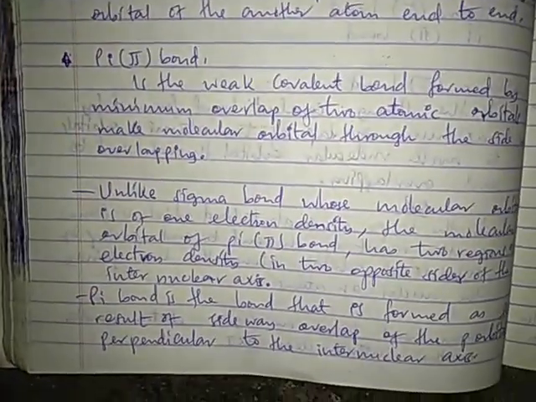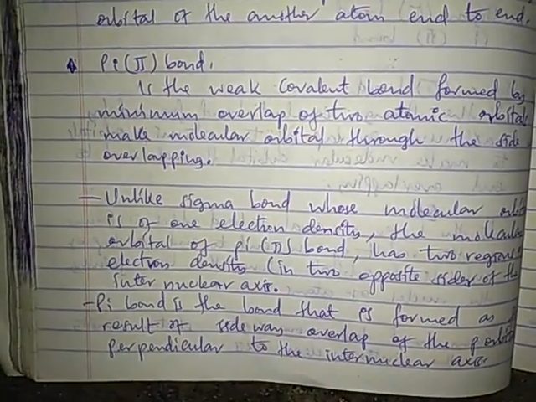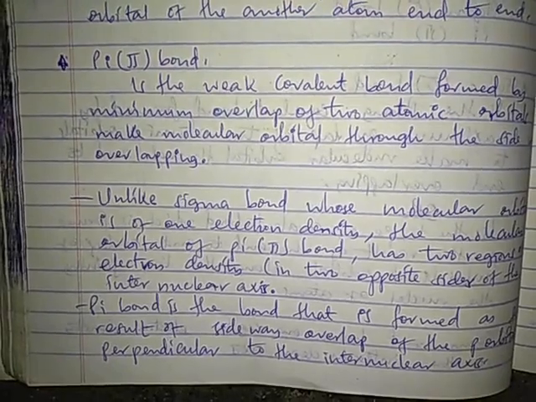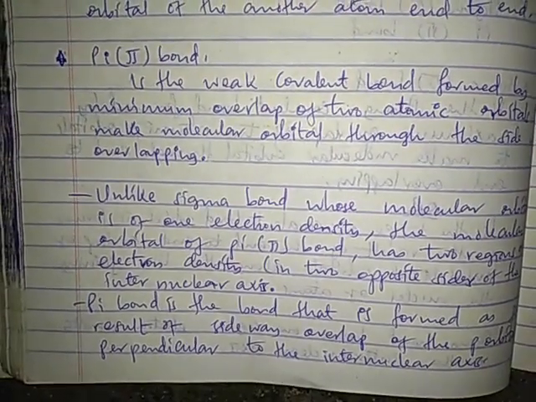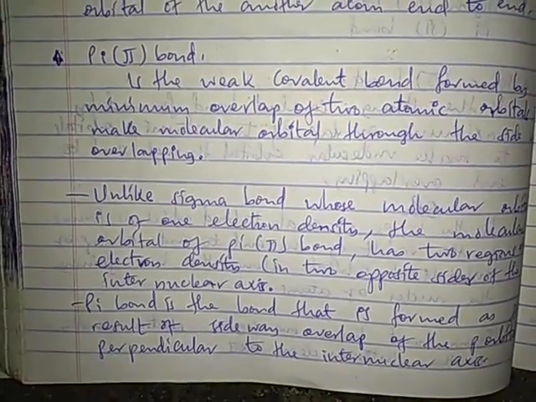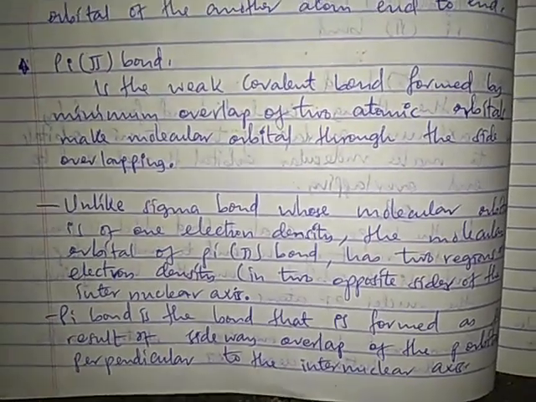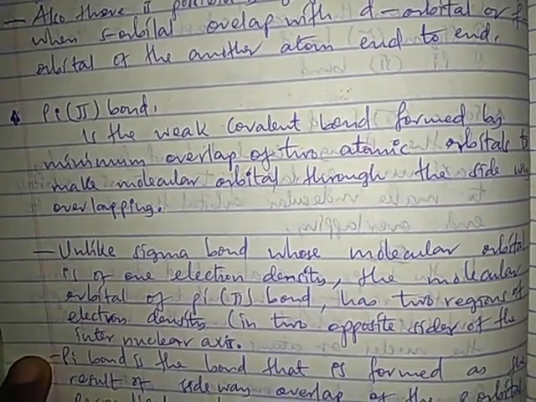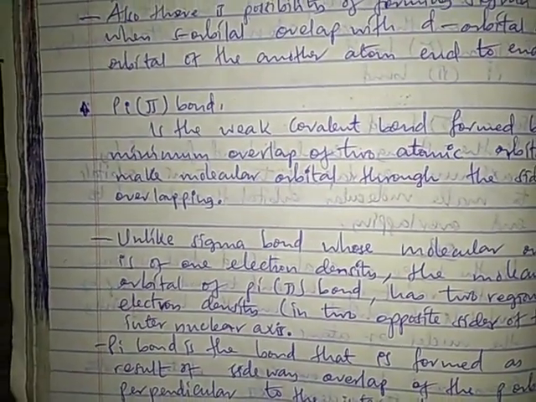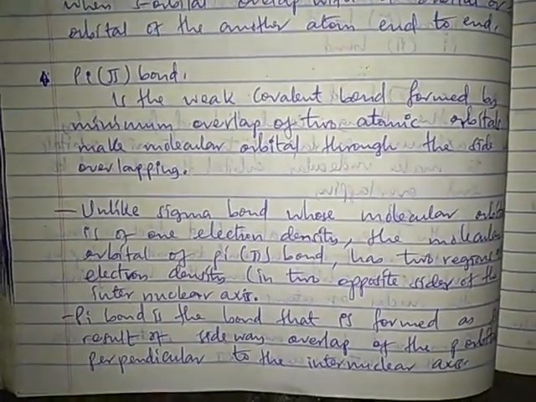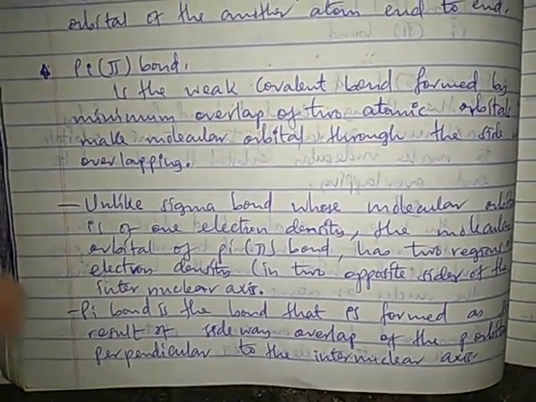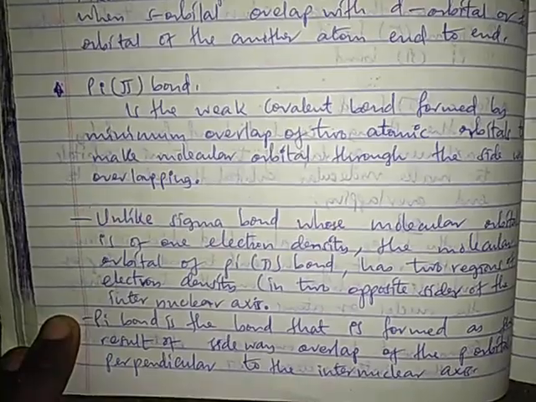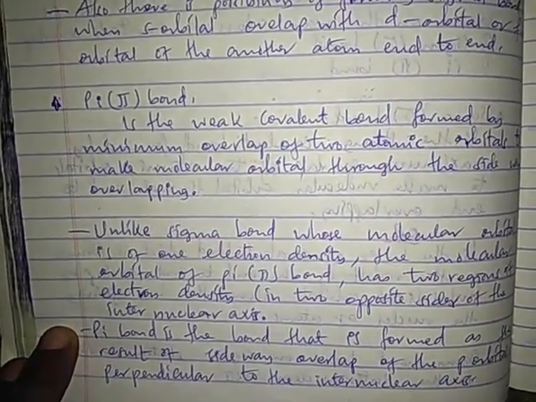Now let's jump to the pi bond. A pi bond is a weak covalent bond, formed by minimum overlap of two atomic orbitals making a molecular orbital through sideway overlap. So this is formed by the sideway overlap. Unlike a sigma bond, whose molecular orbital has one region of electron density, the molecular orbital of a pi bond has two regions of electron density.